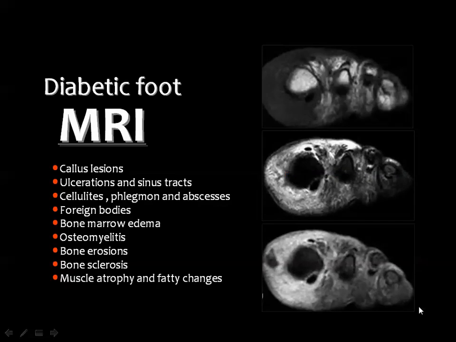By MRI, you can see the callus lesion, which appears black in all pulse sequences. You can see the ulcers and the sinus tracts. You can see cellulitis, phlegmons, and abscesses. And you can see foreign bodies, as I have mentioned. And also you can see bone marrow edema of the foot bones, osteomyelitis, bone erosion, bone sclerosis, and muscle atrophy with fatty changes.